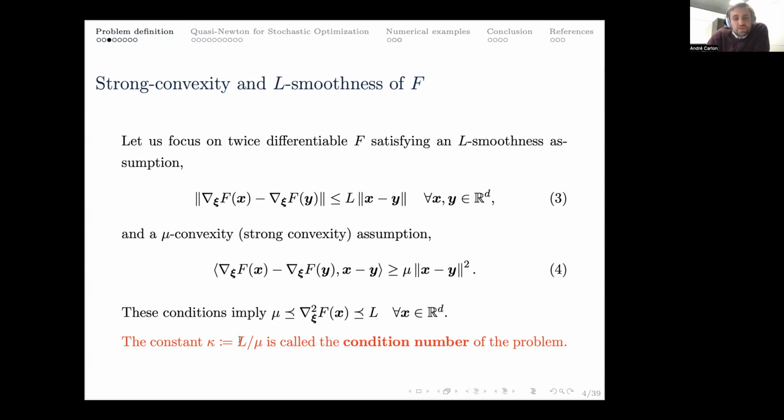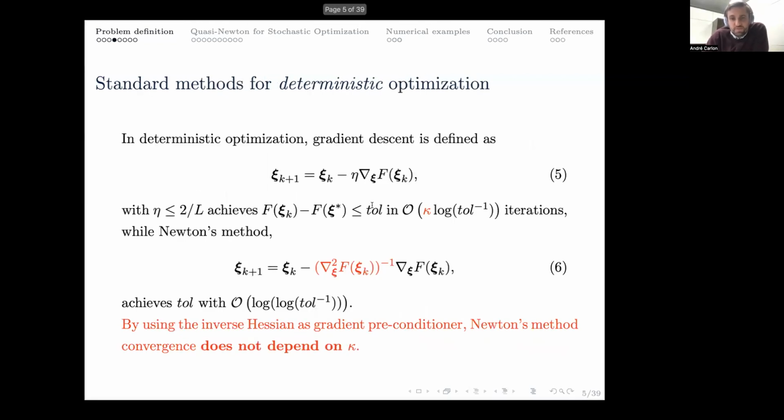So in this situation, we have here this parameter that is very important, this constant kappa that we call the condition number of the problem, which is the ratio of L by mu. Of course, if this function is a quadratic function, this will be the condition number of the Hessian, but in the general case, this is an upper bound of the condition number of the Hessian.